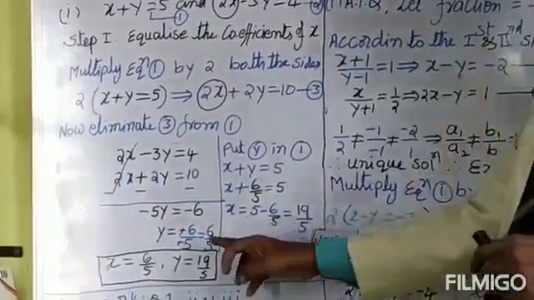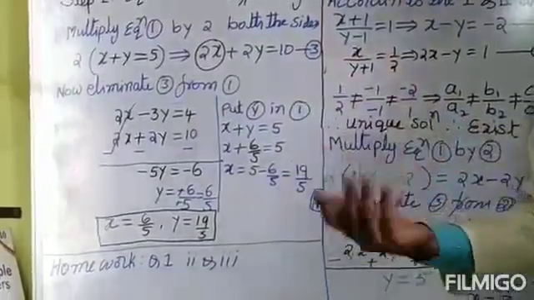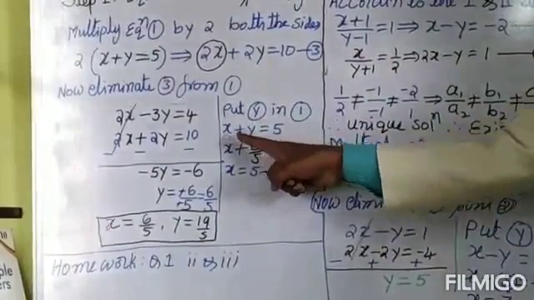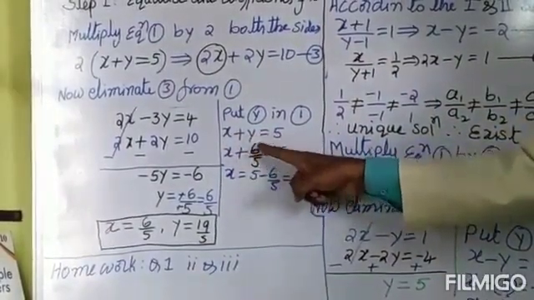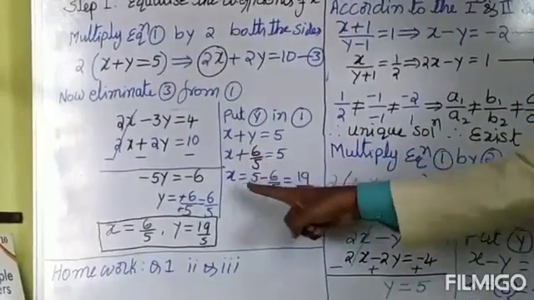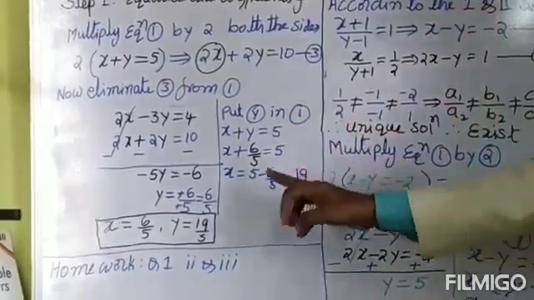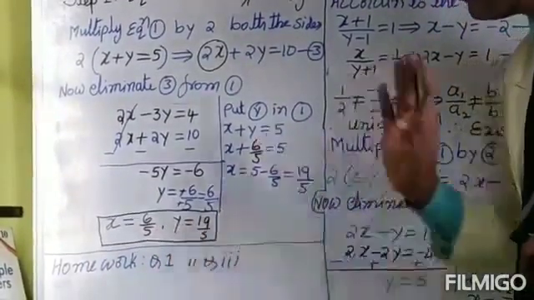We are substituting the y value in any one of 1 and 2. So always develop the habit to substitute in equation number 1 only. That is, put y in 1. So x plus y equal to 5. x plus, instead of y we substitute 6 upon 5, equal to 5. So you get x equal to 19 upon 5. Clear to you? The value of x equal to 6 upon 5 and y equal to 19 upon 5.